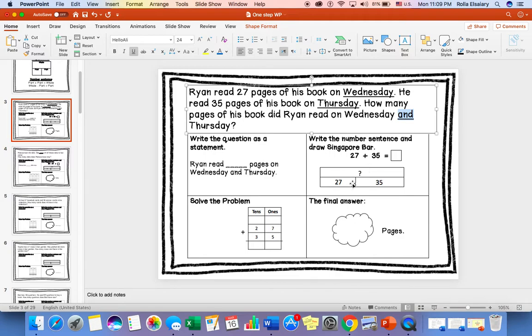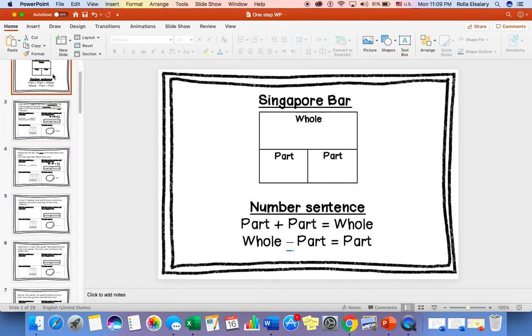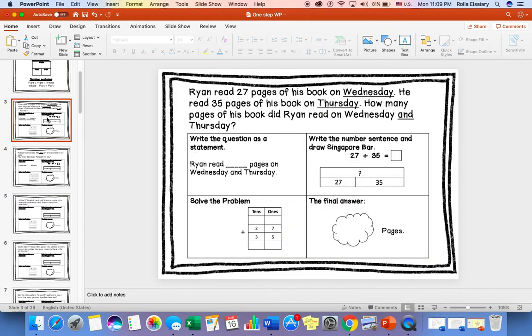Now I need to put this into a Singapore bar. I always put this on an anchor chart for them until they understand and memorize how it looks. And then I tell them, okay, where the whole goes, where the parts go. So as I understand now, there's no whole, it's unknown. So I put a question mark at the whole. And then I put 27 here and 35 here.